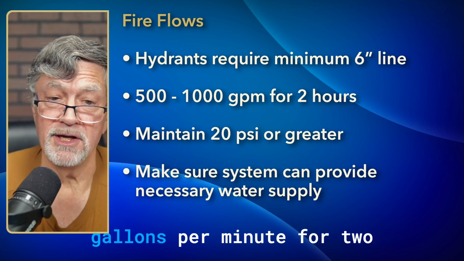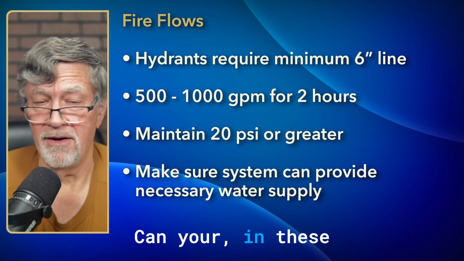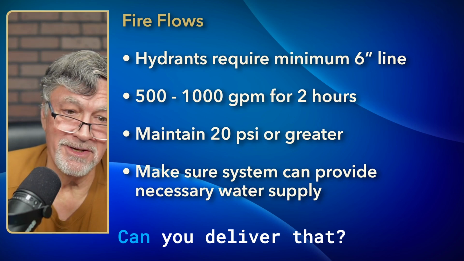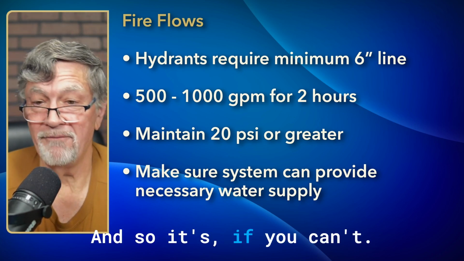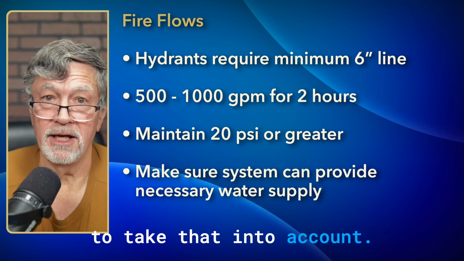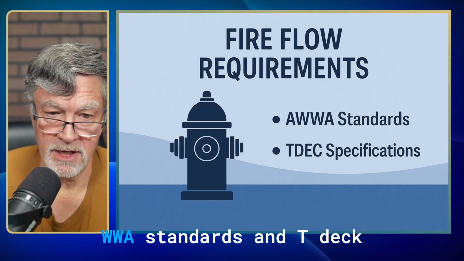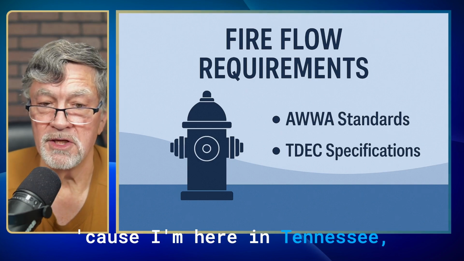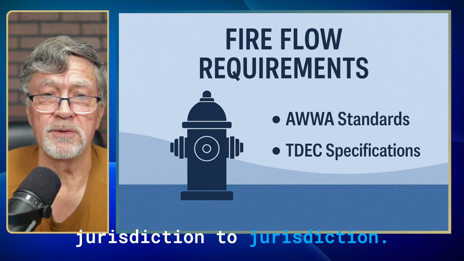Now, if we look at 1,000 gallons per minute for 2 hours, that's 120,000 gallons. In these small systems, can you even provide that? That's going to be important to understand. Can you deliver that and maintain 20 PSI? If you can't, and you're planning to provide fire flows, you really need to take that into account. So there you go, fire flow requirements. We're looking here at AWWA standards and TDEC specifications specifically because I'm here in Tennessee, but it's going to vary. They're going to be similar, but it's going to vary from jurisdiction to jurisdiction.